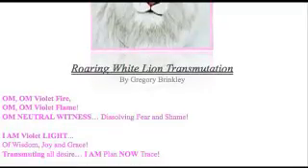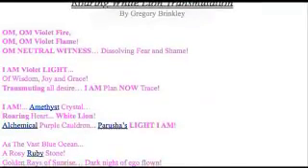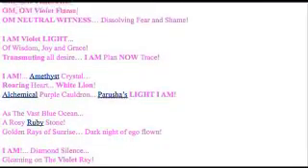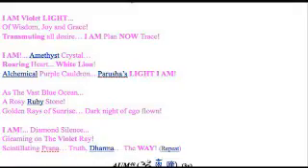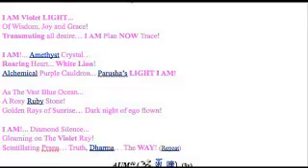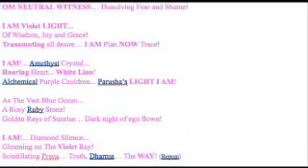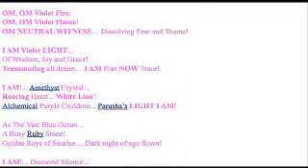Roaring White Lion transmutation. Rhythmic. Om Om Violet Fire, Om Om Violet Flame, Om Neutral Witness, dissolving fear and shame. I am violet light of wisdom, joy, and grace, transmuting all desire. I am planet trace. I am amethyst crystal, roaring hot white lion, a chemical purple cauldron, purpose that I am. As the vast blue ocean, a rosy ruby stone, golden rays of sunrise, Ajna Vigo throne. I am diamond silence, gleaming on a violet ray, scintillating pranatooth, dharma the way.